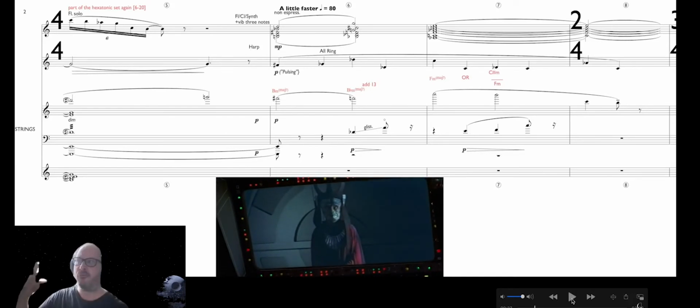So the ambassadors for the Supreme Chancellor. But there's a real mystery going on around here. That hexatonic set is heard again in bar 5.